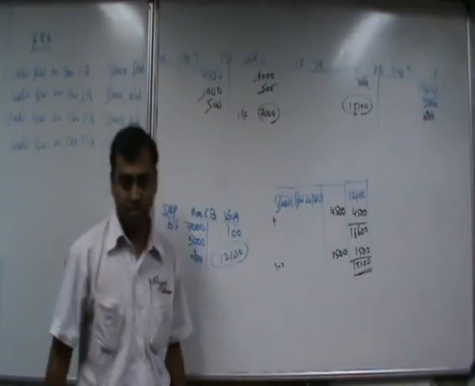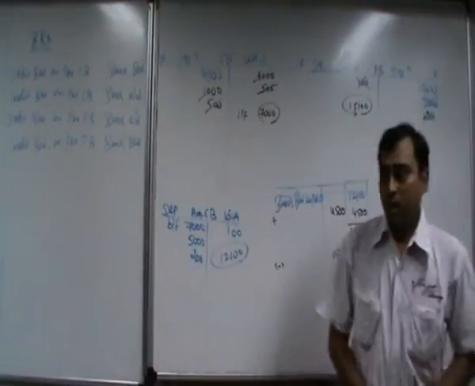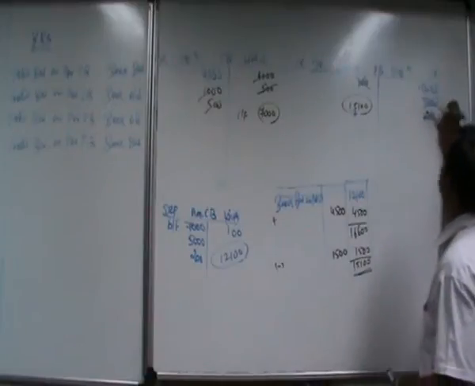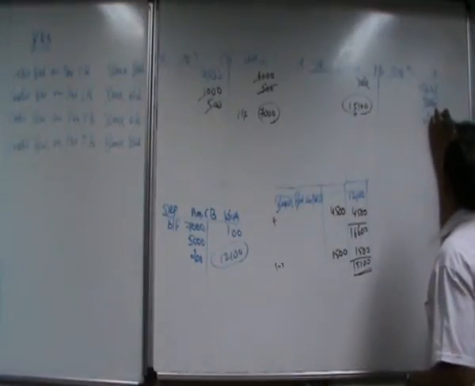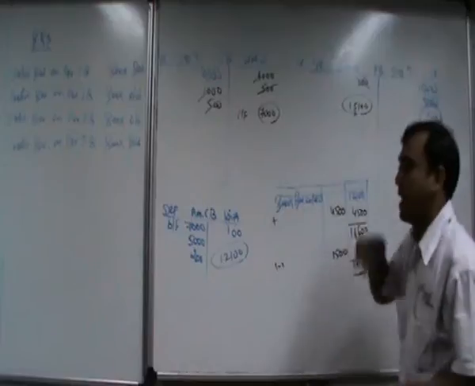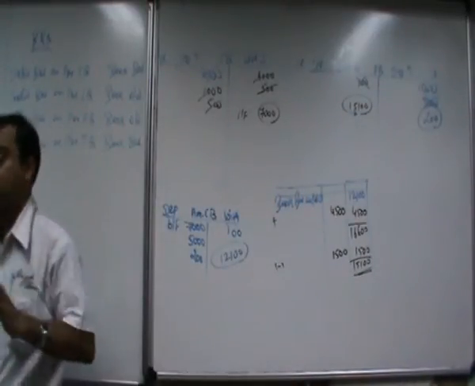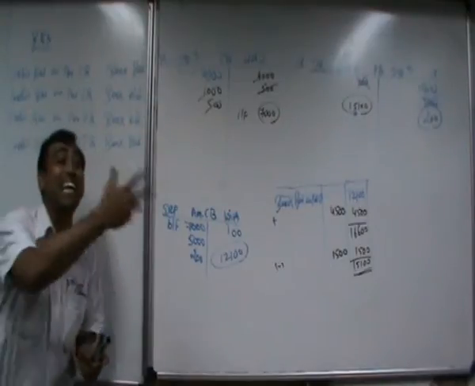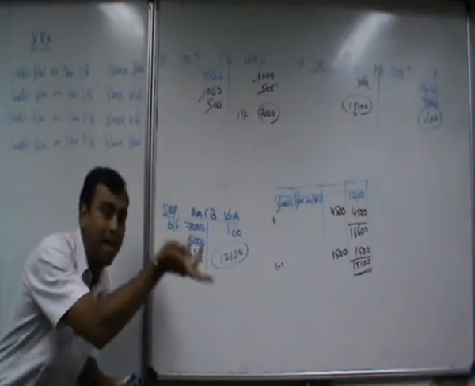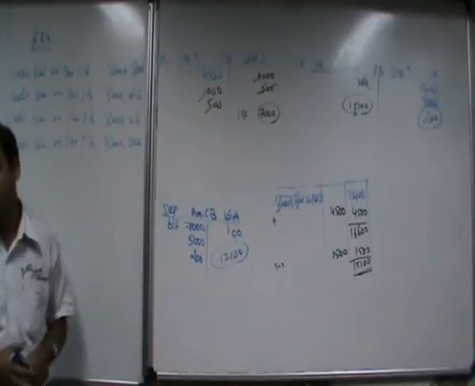For example, suppose this is 200 rupees. It was credited wrongly by bank in our account. It was not our 200 rupees. It was to be credited in somebody else's account, but the bank by mistake credited it in our account.